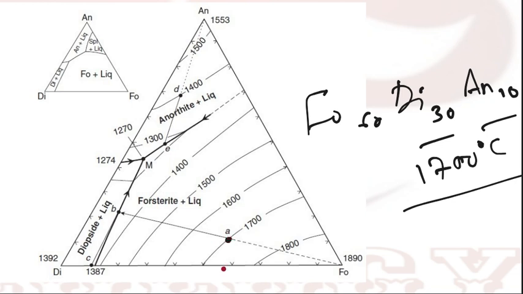This is the point. Okay, this is the point. When it was even above 1700 degrees Celsius, it was above the liquidus. So above the liquidus, it is liquid in nature. Okay. So the first crystallizing mineral will be phosphorite. No.